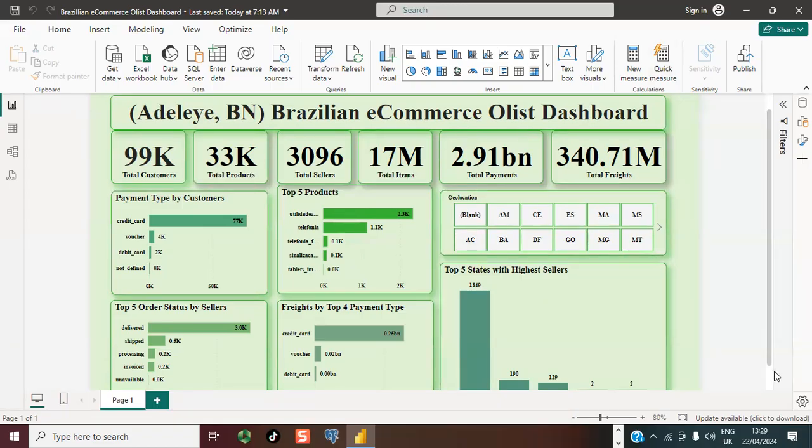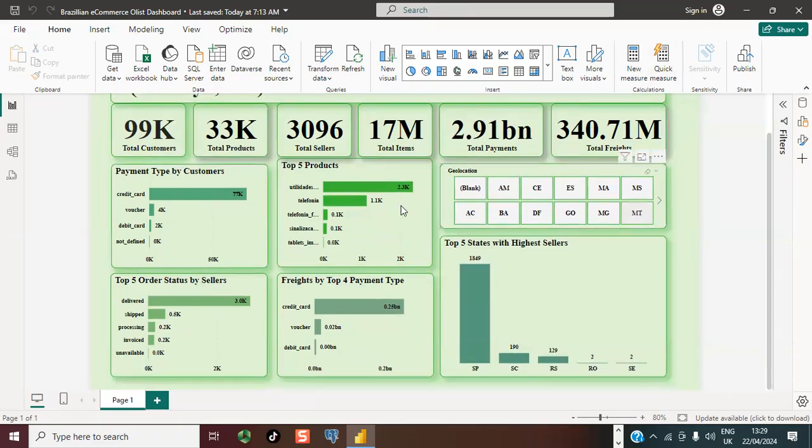Let's look at other insights. Okay, we have order status by sellers. So delivered showed to be the most status. So most goods were delivered compared to shipped and processing. The top 5 products you can see as listed on the screen. And again, freights and credit card payments show to be the highest. So that is, customers were using their credit card to pay for freights.